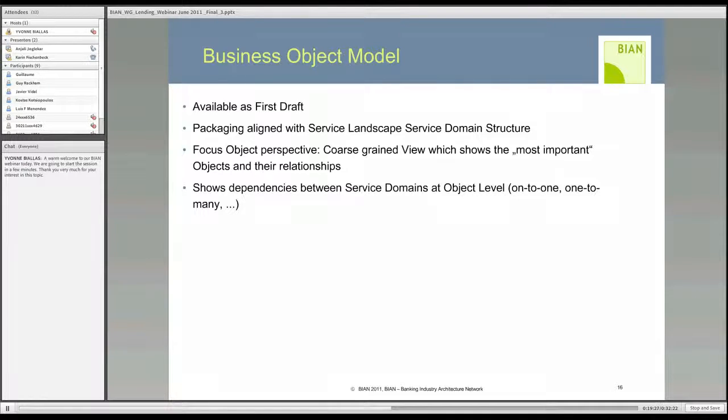You can see in the lending focus, or in the lending context, you have offer management and agreement management, as we have seen earlier. Within offer management, you have loan offer, which is a business object, and its dependencies with the other objects in the scenario.